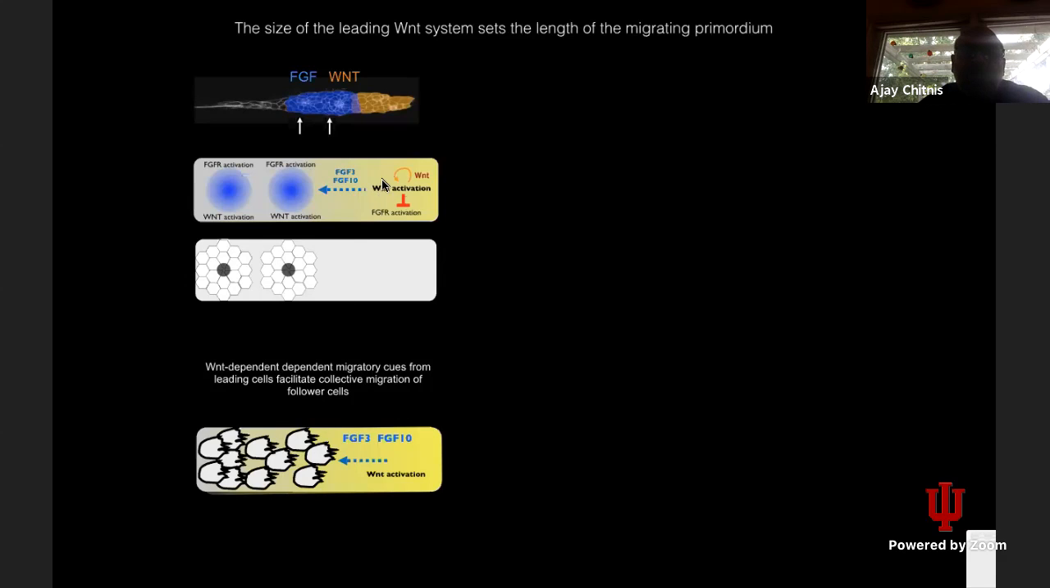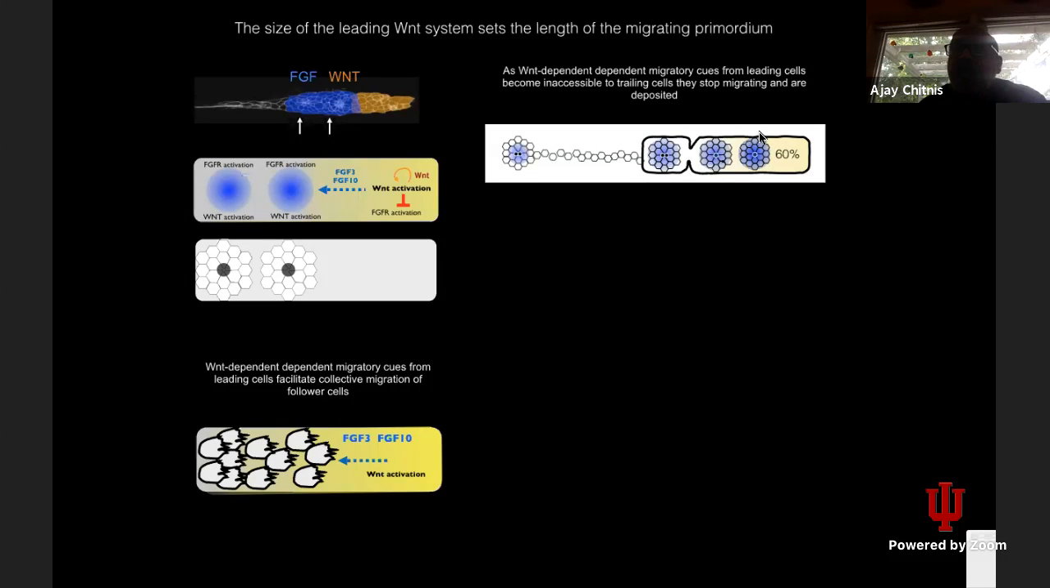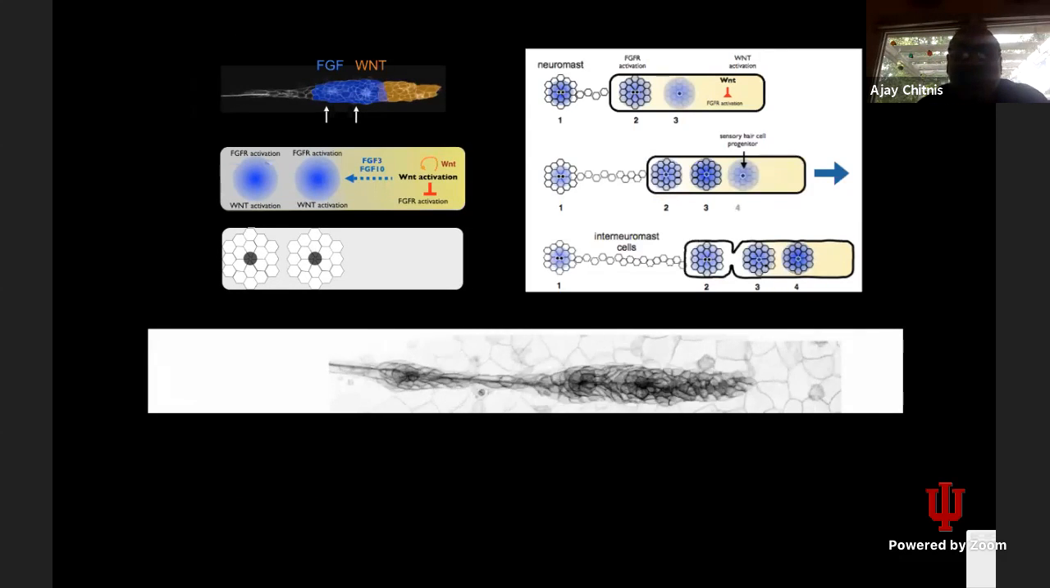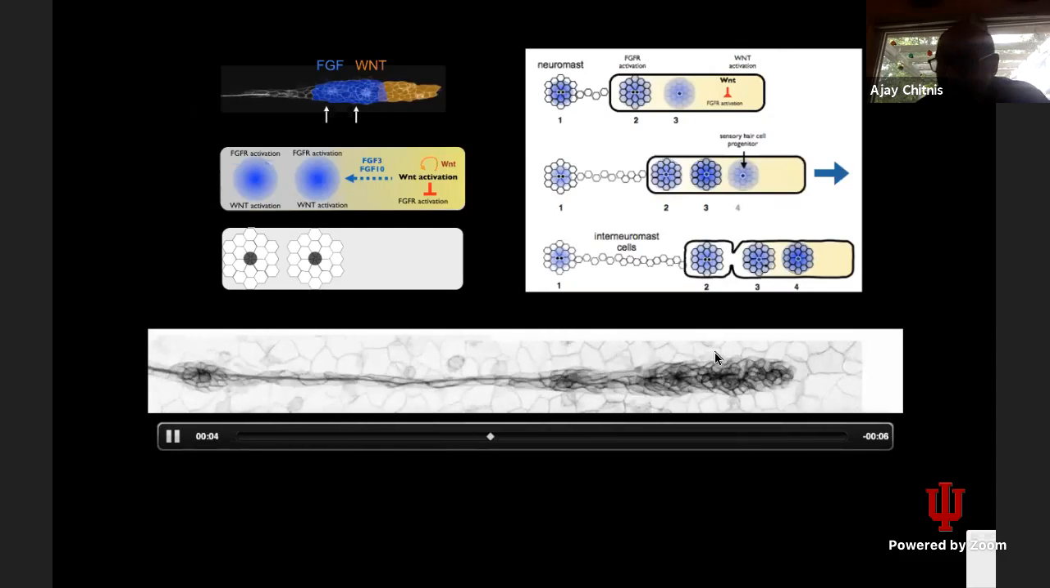It turns out that the FGFs that are produced in the front not only help to make these rosettes, but also serve as a migratory cue for these follower cells. And so the whole system keeps moving. The Wnt slowly shrinks, and the trailing cells eventually lose their ability to migrate, and they get deposited in this manner. I'm going over this super fast, but I'm just trying to keep it short. So this is how the thing happens.